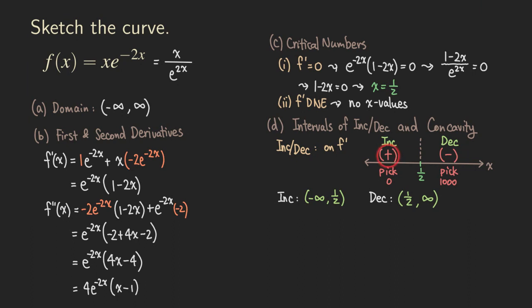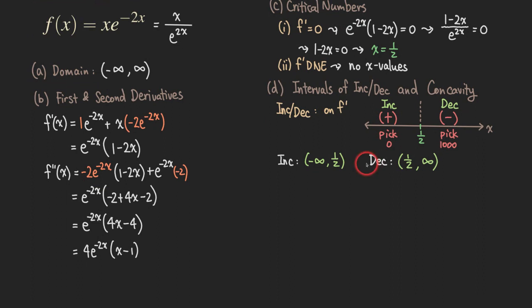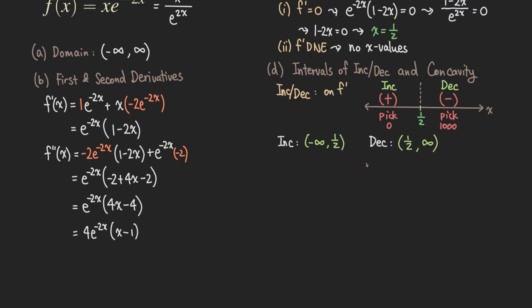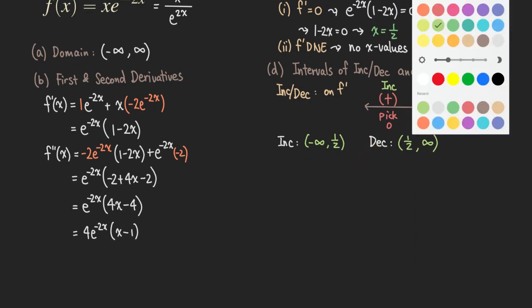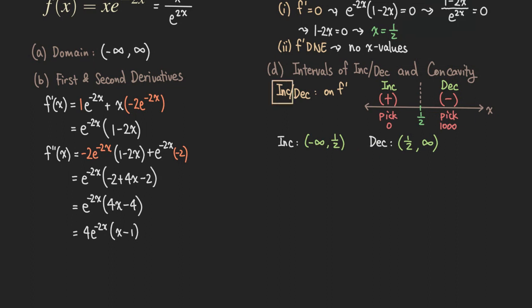Now, we need to find the intervals of concavity. How do we do that? We need to find the potential inflection points first. So how do we do that? Actually, to organize the information, I think it will be easier if we just box this portion here. And then the next step is that we are going to find potential inflection points.